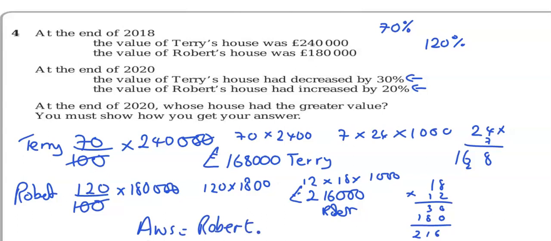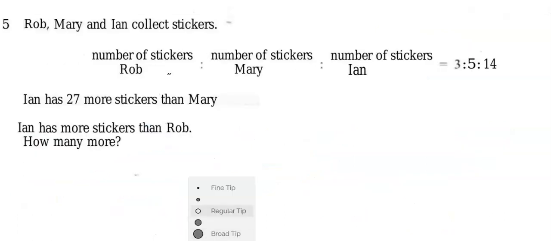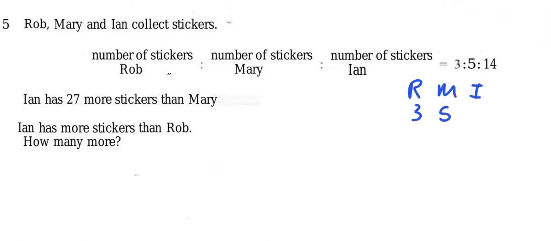You're asked name. And in question 5, we are concerned with ratios. Rob, Mary and Ian collect stickers in the ratio 3:5:14. Rob, Mary, Ian, 3:5:14. Ian has 27 more stickers than Mary, and he has more stickers than Rob.